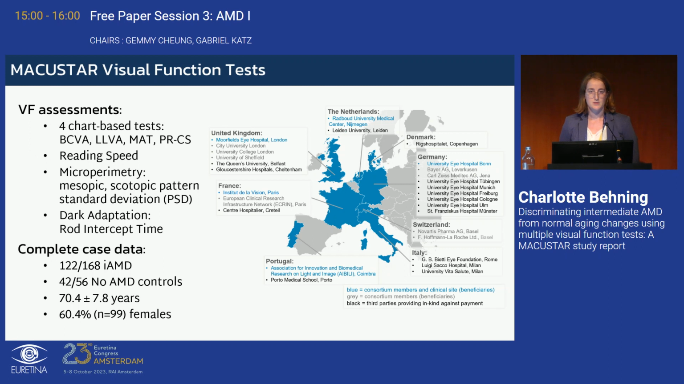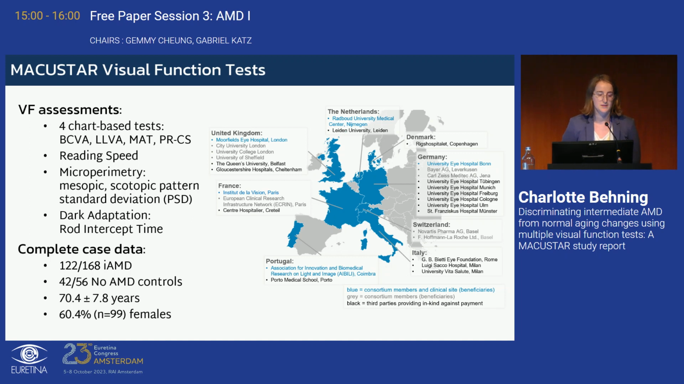Each person enrolled into the MACUSTAR study undergoes a battery of visual function assessments, including 4 chart-based tests, namely BCVA, low luminance visual acuity, Morpheus acuity test, the Pelli-Robson contrast sensitivity, a standardized reading speed test, and from microperimetry we take the mesopic and scotopic pattern standard deviation, as well as the rod intercept time from dark adaptation.